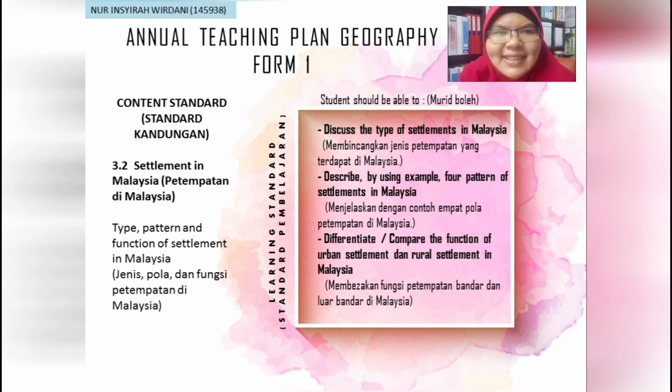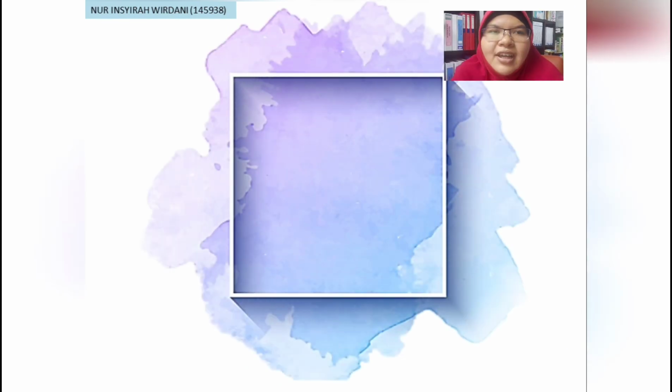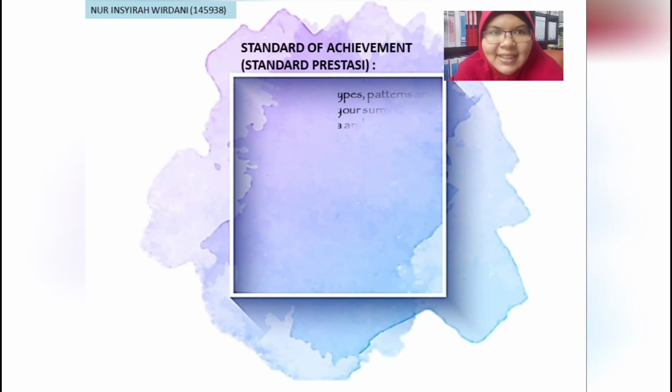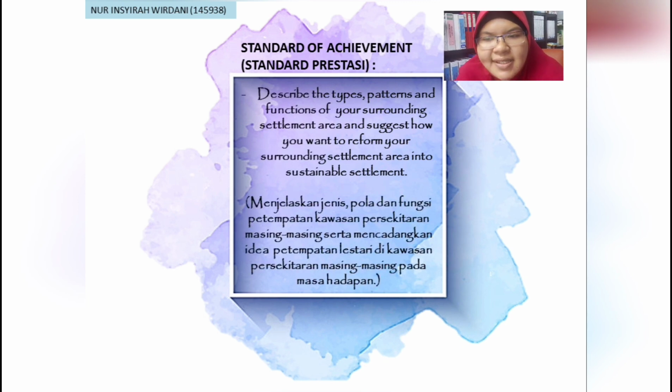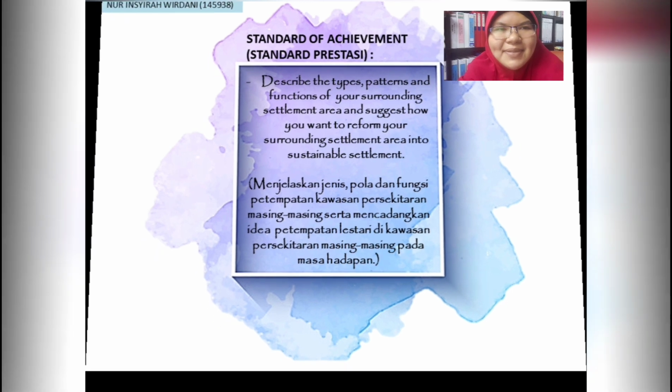Next, I would like to highlight the learning standard from this content standard. Students should be able to discuss the types of settlement in Malaysia, describe using examples the patterns of settlement in Malaysia, and differentiate the function of urban settlement and rural settlement in Malaysia. Before I go further, this is the standard of achievement that I extracted from the annual lesson plan of Geography Form 1, which is: describe the types, patterns and function of your surrounding settlement area and suggest how you want to reform your surrounding settlement area into a sustainable settlement.